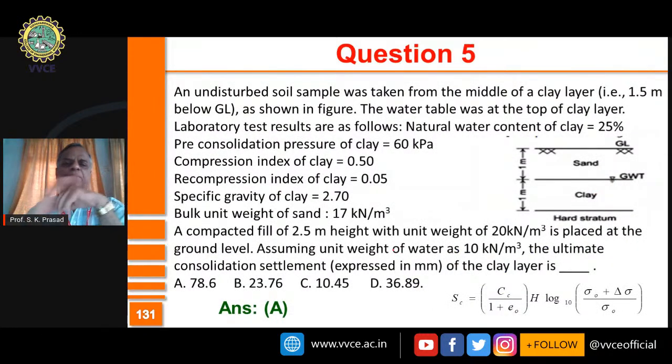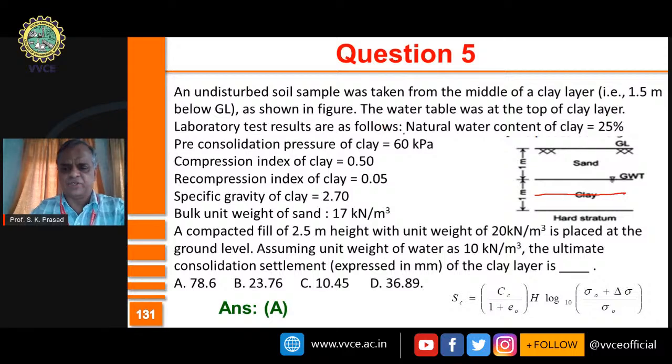Please do take this problem, understand this problem. You have a layer of sand 1 meter thick, layer of clay also 1 meter thick below the sand, and groundwater table is at the top of the clay layer at 1 meter below the ground. An undisturbed sample of soil was taken from the middle of clay layer. So from the middle of clay layer, from here, undisturbed sample was taken. Water table was up to the top of the clay layer here.